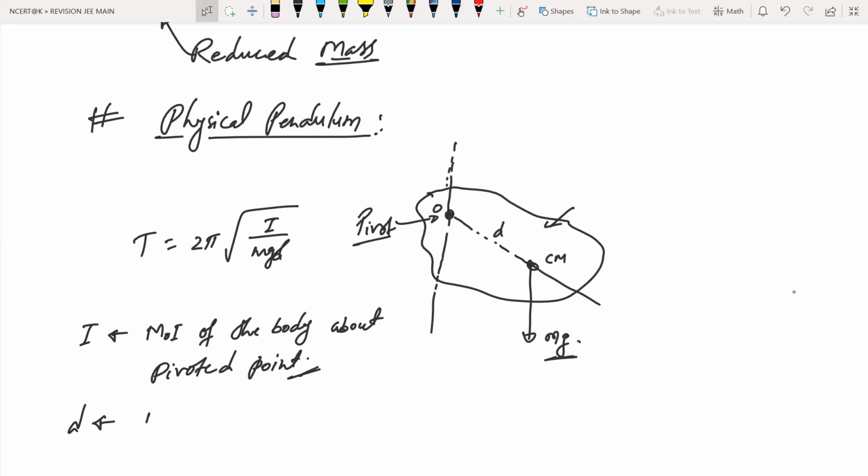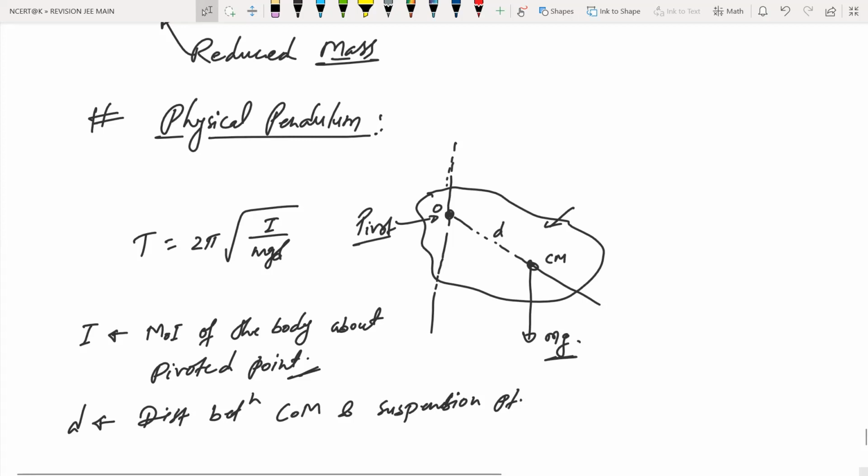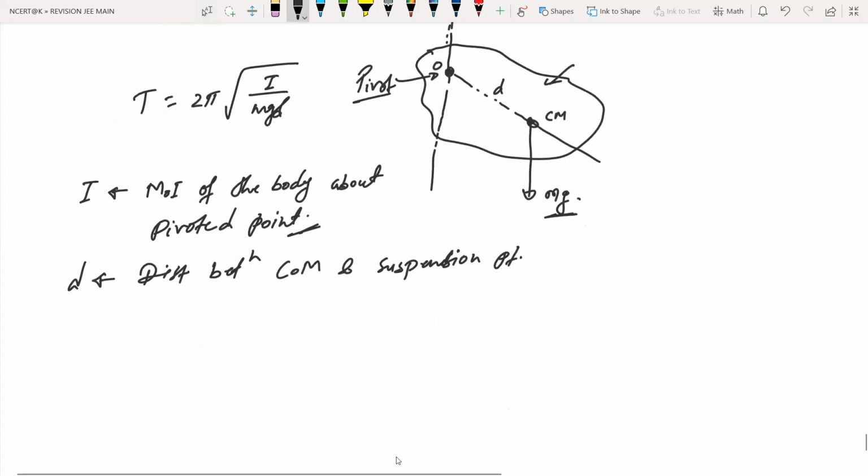So this is the distance between that center of mass and suspension point that you have to learn. So this is the thing you have to keep in mind, and on the basis of that you can find out what will be the time period of the physical pendulum. इसके example अगर हम लोग देखते हैं, so let's see one example here.